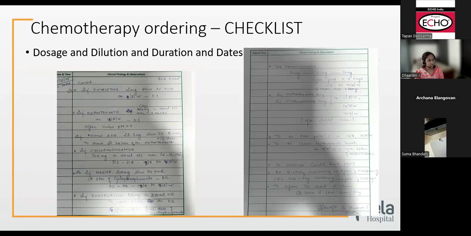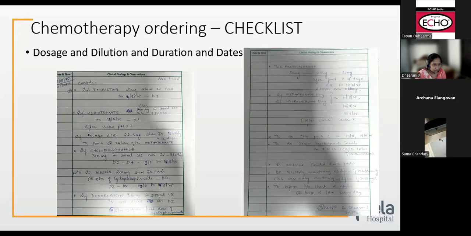So this was the model chart that I was telling you, that is how we write the chemotherapy. So we write the date, time, and the body surface area. So we write the name of the drug, and we write the dose, we write the date, we write the dilution, along with the appropriate rescue measures. So what date to what date, what time to what time. If this is written clearly, then it is always easier for anyone to follow the instructions.